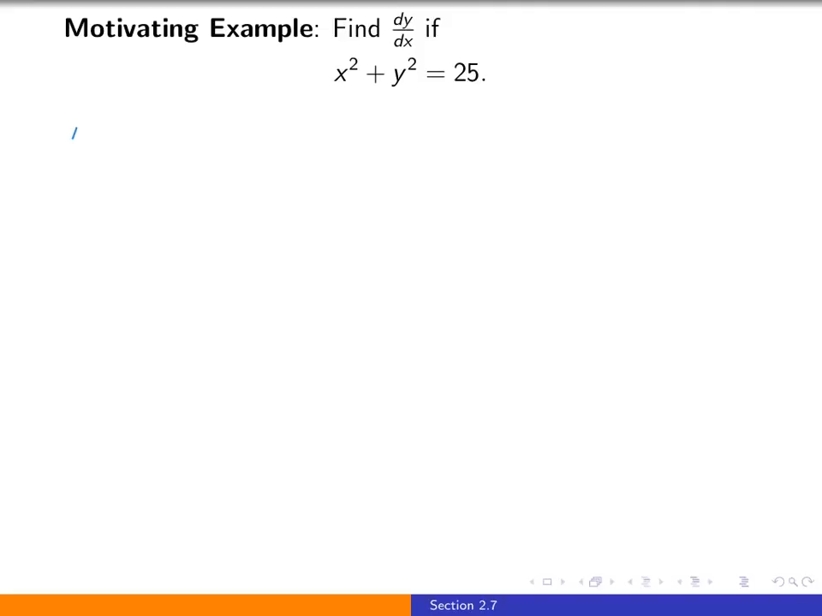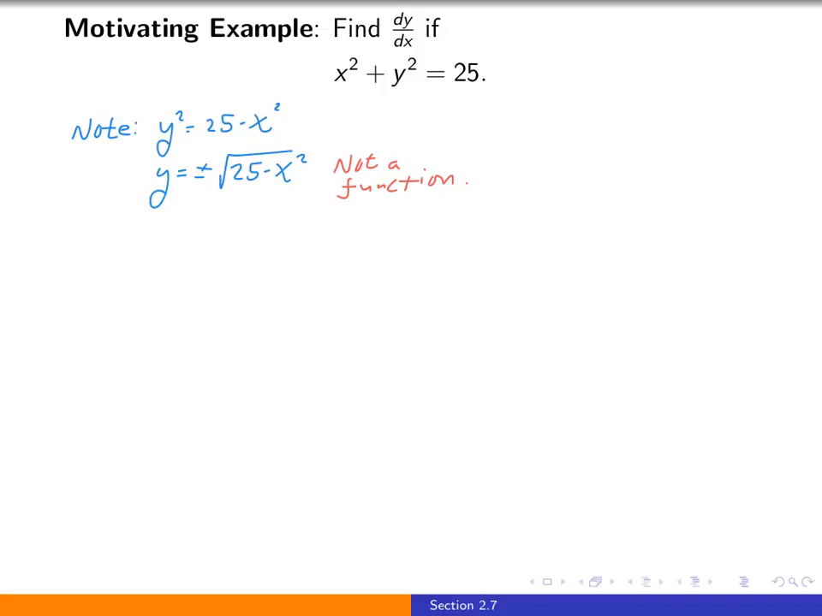And the reason is, note that if you solve for y, you'll have y squared equals 25 minus x squared, so that y is equal to plus or minus the square root of 25 minus x squared. So for every input x, you have two corresponding outputs. This is not a function. So instead, what we are going to do to differentiate is introduce the concept of implicit differentiation.